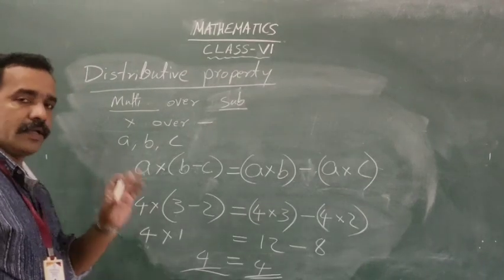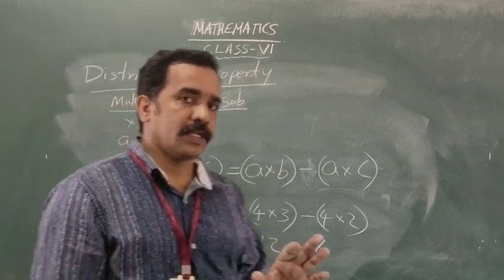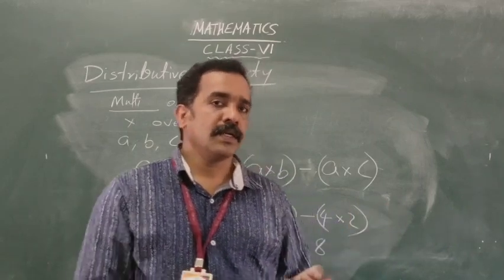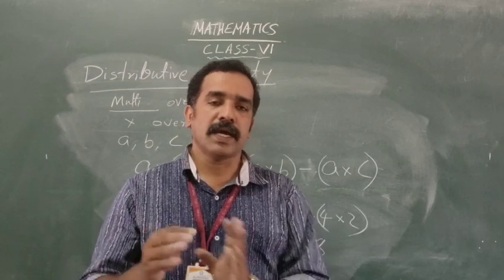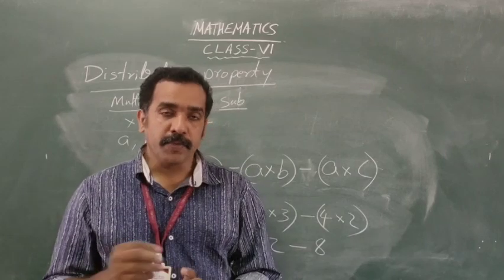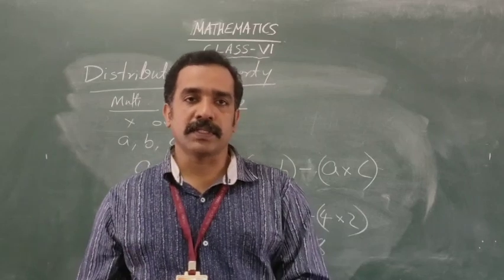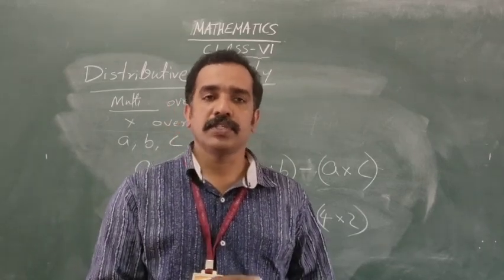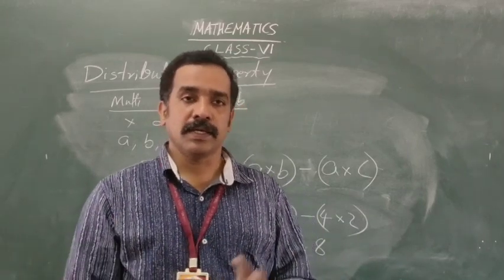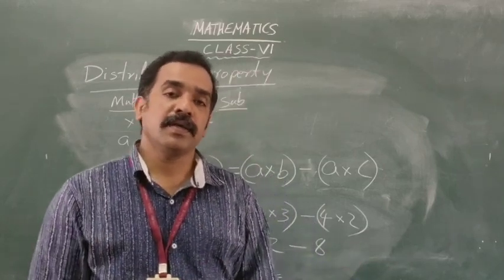Now, these are the 4 properties we have discussed. That is, first closure property, commutative. In closure property we studied, whenever we are operating with two whole numbers, the answer is a whole number, then there exists the closure property. Then commutative property: when you are adding two whole numbers, a plus b is equal to b plus a; multiplying, a into b is equal to b into a. But subtraction, a minus b not equal to b minus a.